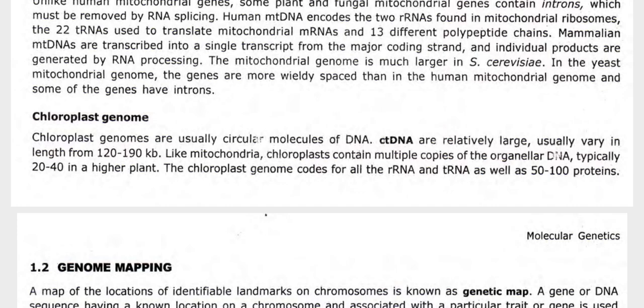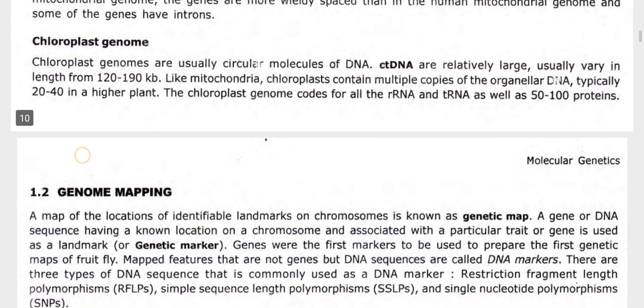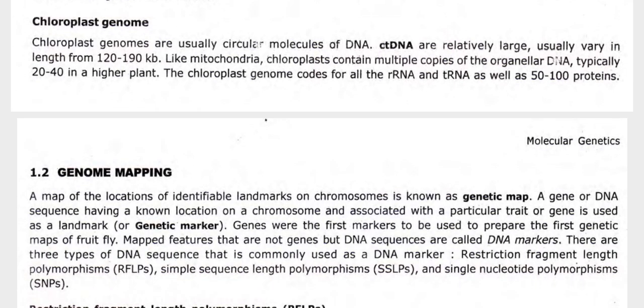In the yeast mitochondrial genome, the genes are more widely spaced than in the human mitochondrial genome, and some of the genes have introns. Then the chloroplast genome. Chloroplast genomes are usually circular molecules of DNA. ctDNAs are relatively large, usually varying in length from 120 to 190 kilobase pairs.